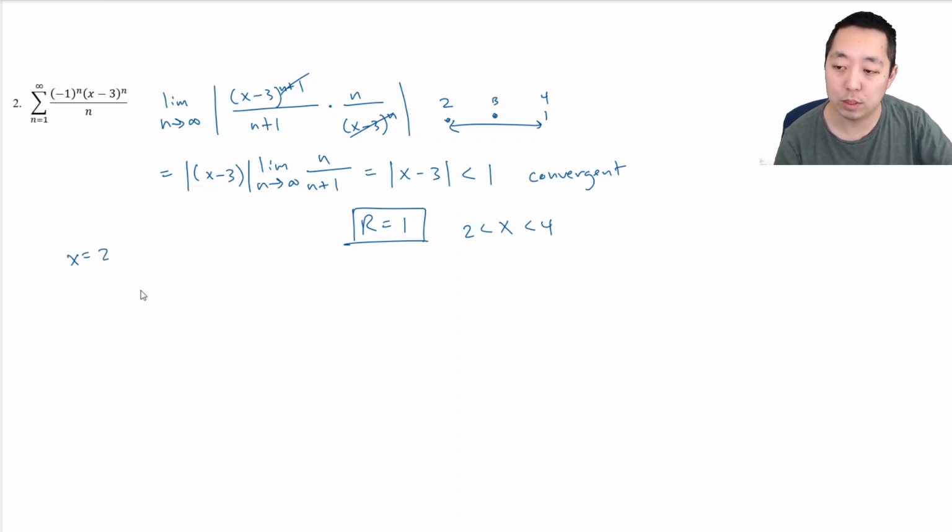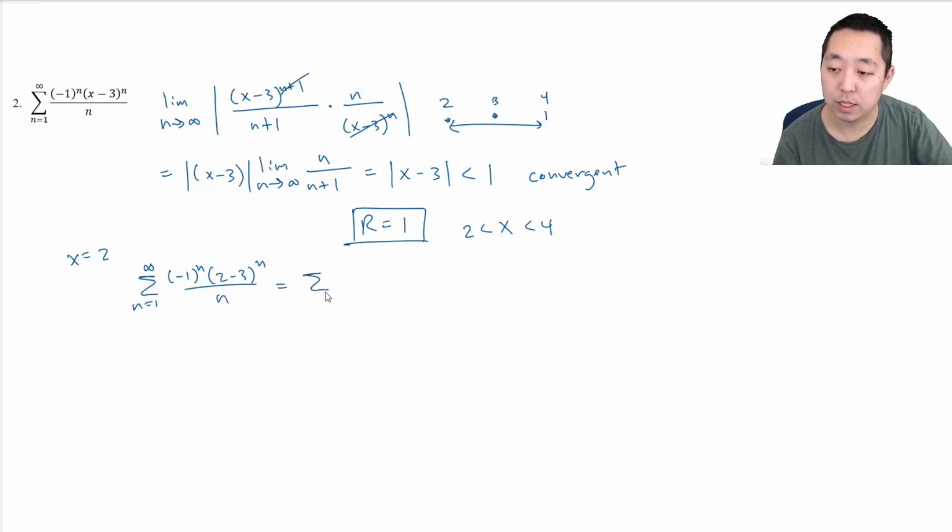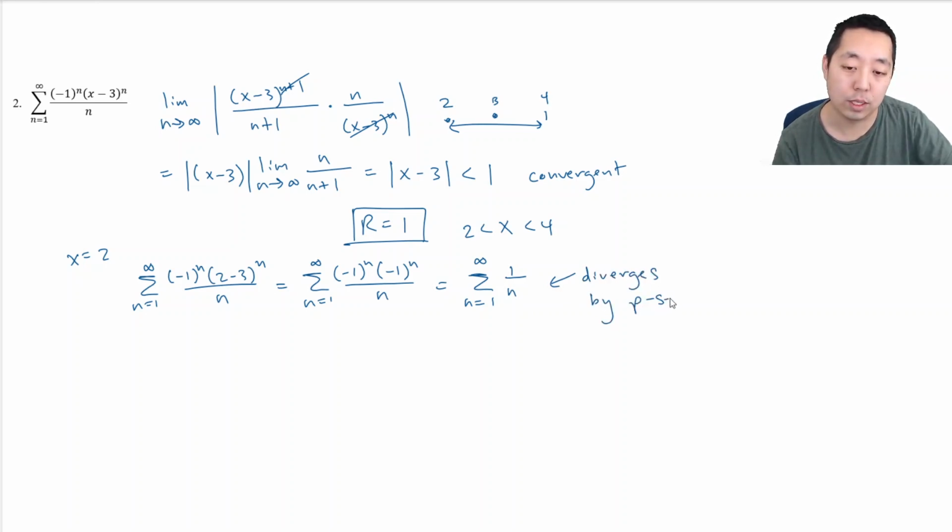So if x were equal to 2, the series would look like -1 to the n times 2 minus 3 to the n, over n. This would be the sum from n equals 1 to infinity of -1 to the n times -1 to the n, over n. But -1 to the n times -1 to the n is always going to be positive, because both of them might be negative at the same time, so that's going to be 1 over n. And this diverges by the p series or harmonic series. You can either say it's a harmonic series or p series.